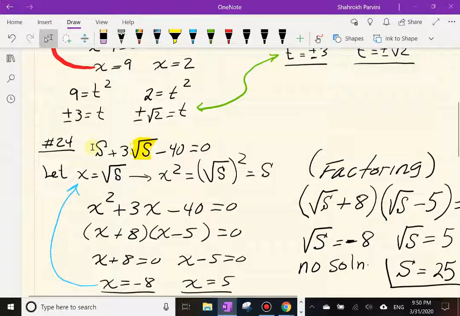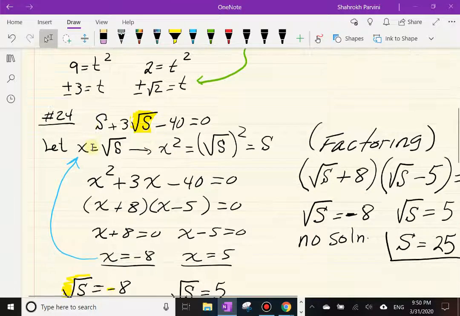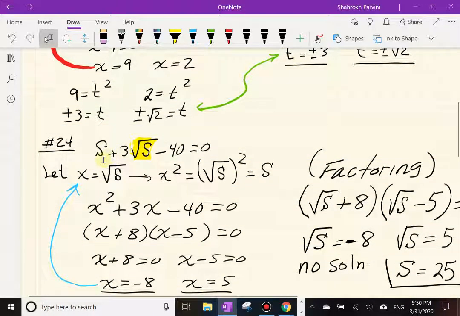In our next exercise, this is exercise number 24. So we have s plus 3 root s minus 40 equals 0. So I'm going to let x be square root of s. Remember the middle term? That's what we want to let it be. And then if x is root s, then I can square both sides. Squaring both sides gives me x squared equal root s squared, which becomes just s.